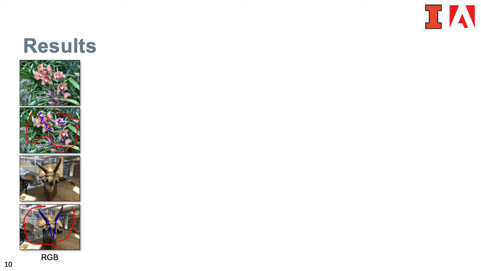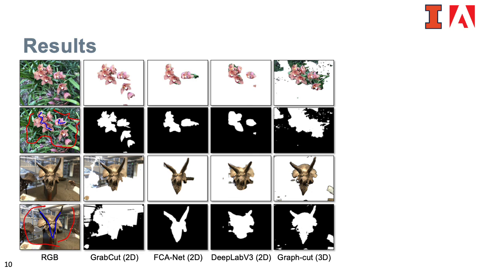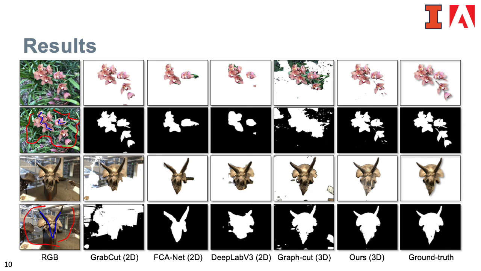Here we present the qualitative result. In the left column, we show the input and the user scribbles. We then show the foreground objects and masks predicted by the baselines. Our method demonstrates more accurate results with less noise and better visual quality.